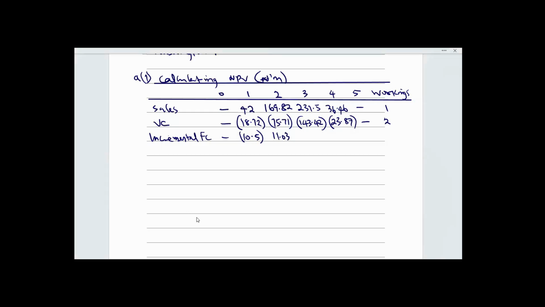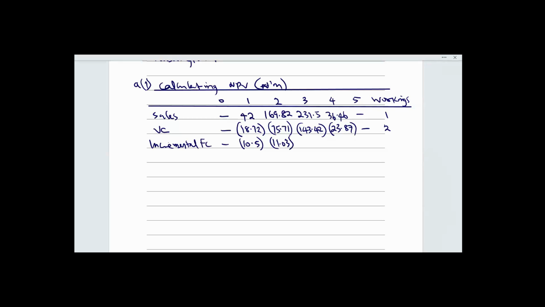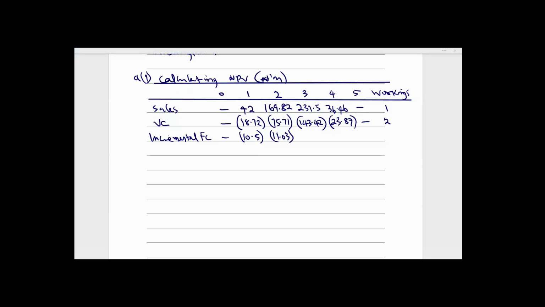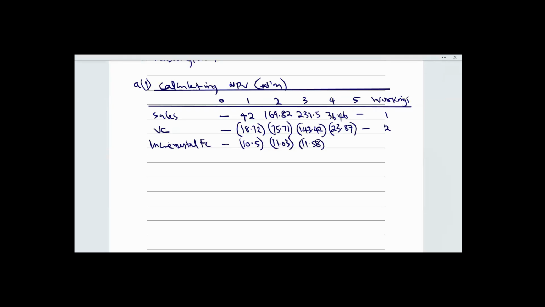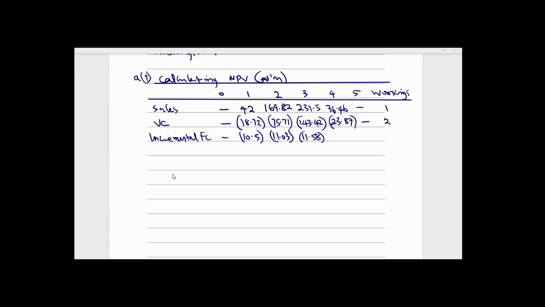This is 11.03. Then what I have in the calculator, multiplied by 1.05. This is 11.58. What I have in the calculator multiplied by 1.05. So that's 12.16. So that's that. I think I'm good from this point.